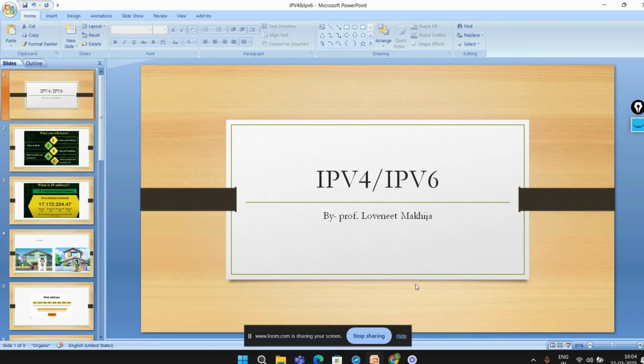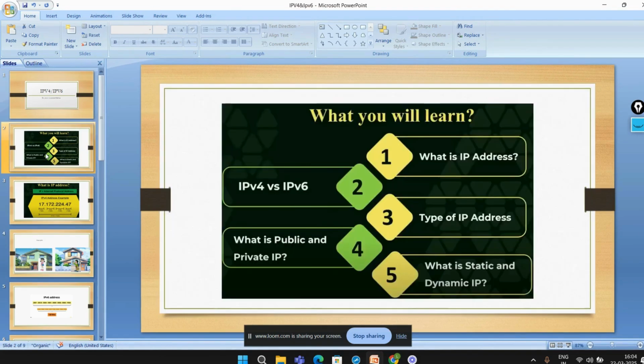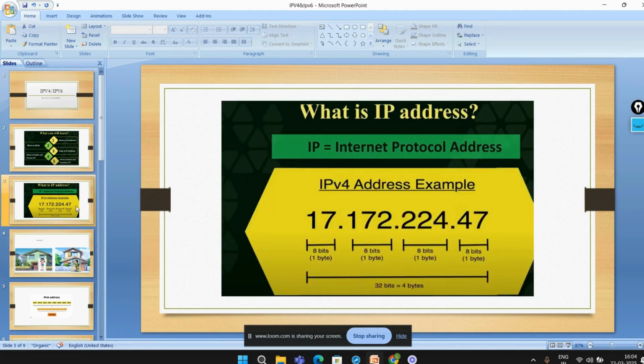So students, now we will start what is IP address. In IP address, we will cover what is IP address, IPv4 and IPv6, the difference between IPv4 versus IPv6, the types of IP address, and what is a public and private IP, and what is a static and dynamic IP. So public, private, static, dynamic, these are the types of IP address we will cover in detail. Okay. So first topic is what is IP address.